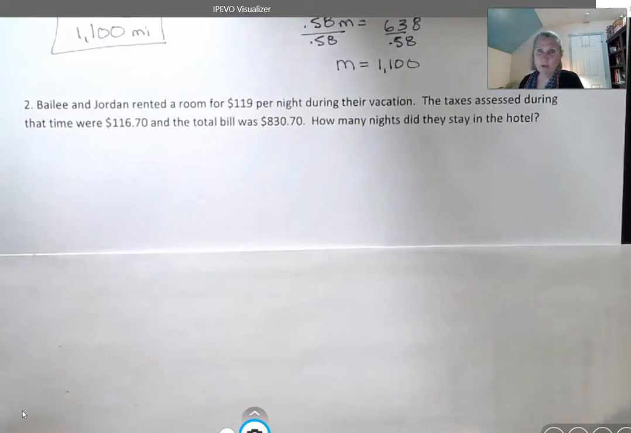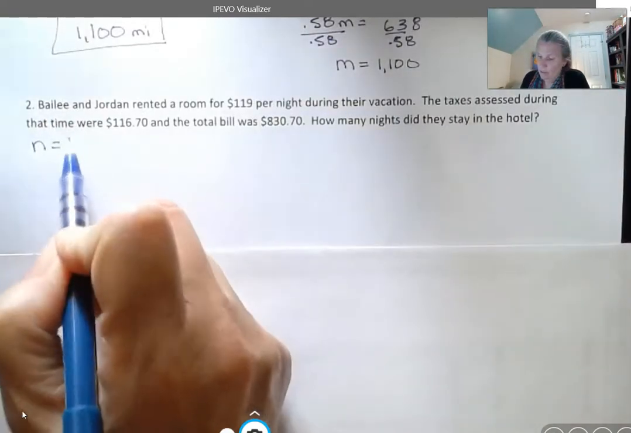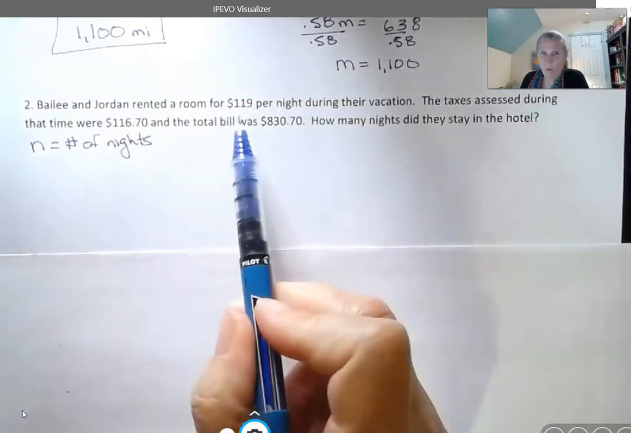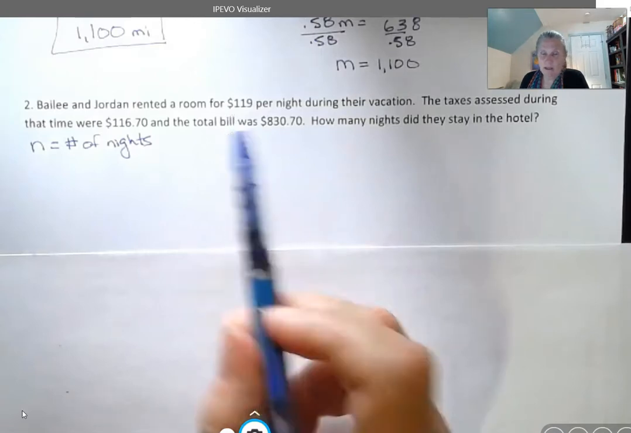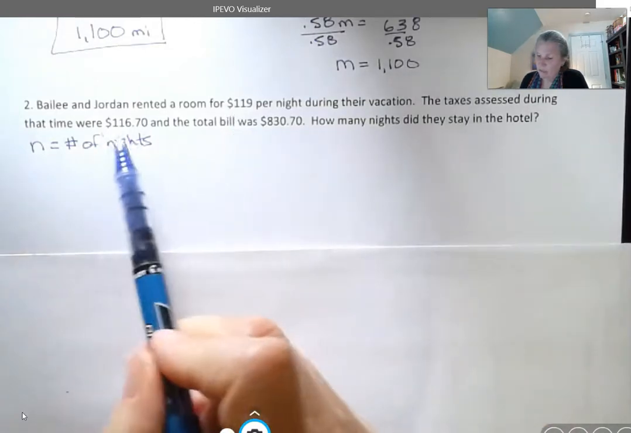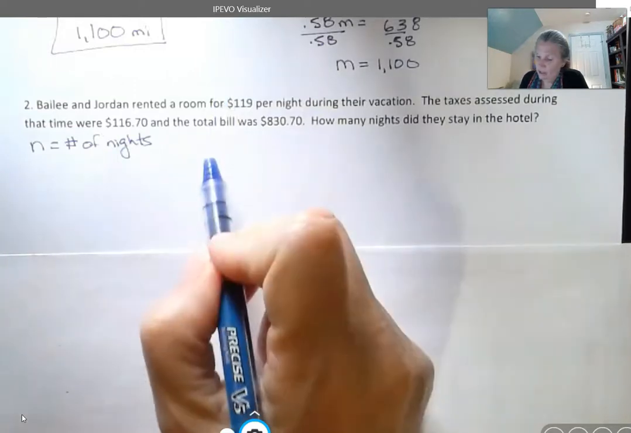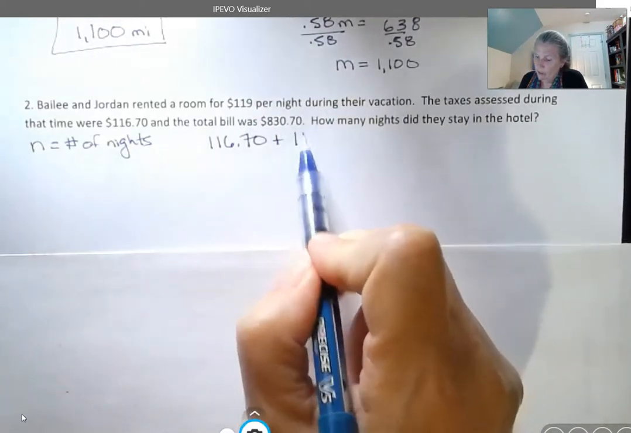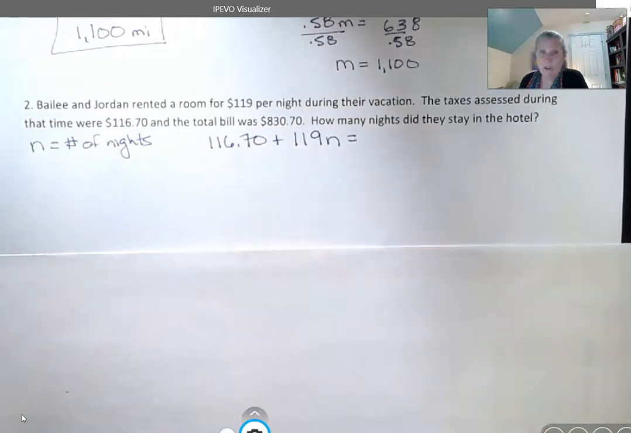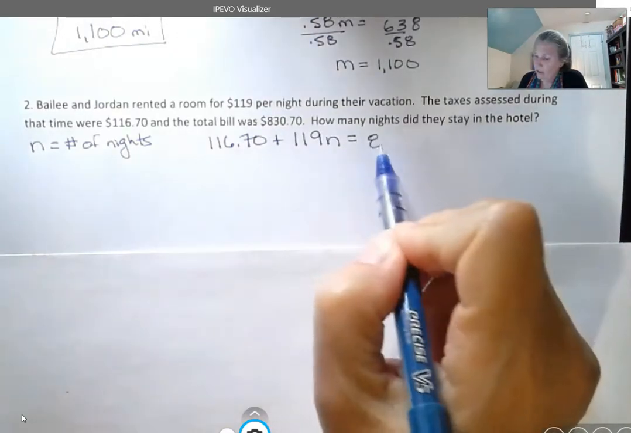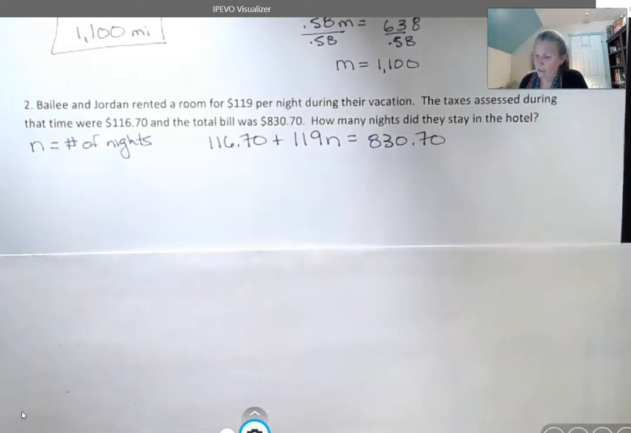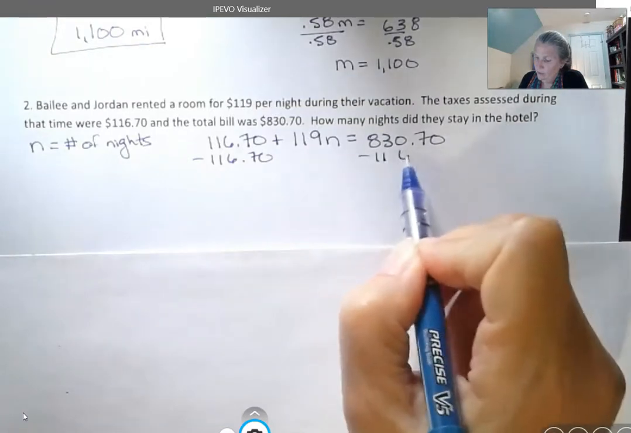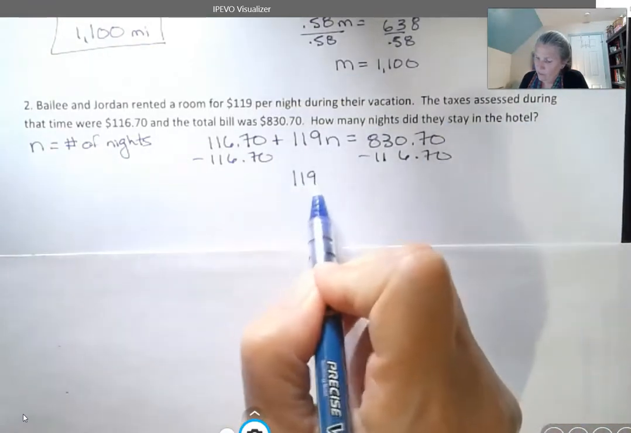So what are we looking for here? We're looking for N, the number of nights that they stayed, because we're told what it costs per night. The base cost, it's not really a base cost in this one, but there is a set fee that we already know about, and that's the $116.70 that was taxes. But then we know that for every night that they stayed, they were charged $119 for their room, and that altogether it was $830.70. So now all I have to do is subtract this amount from both sides. That's going to give me 119N.